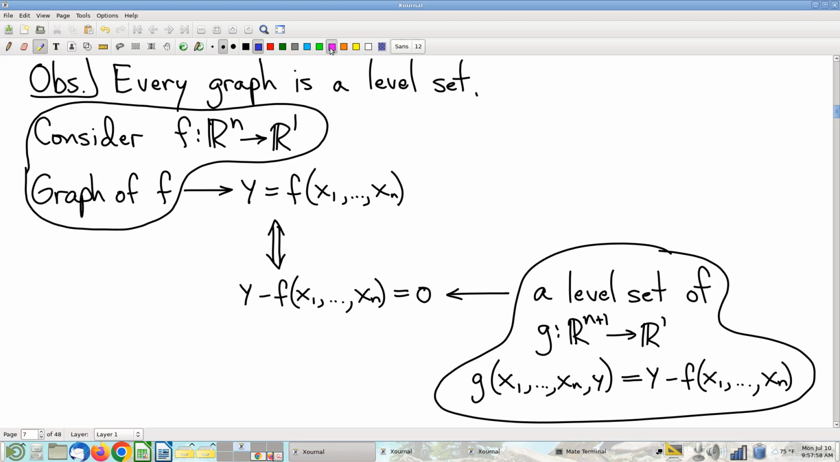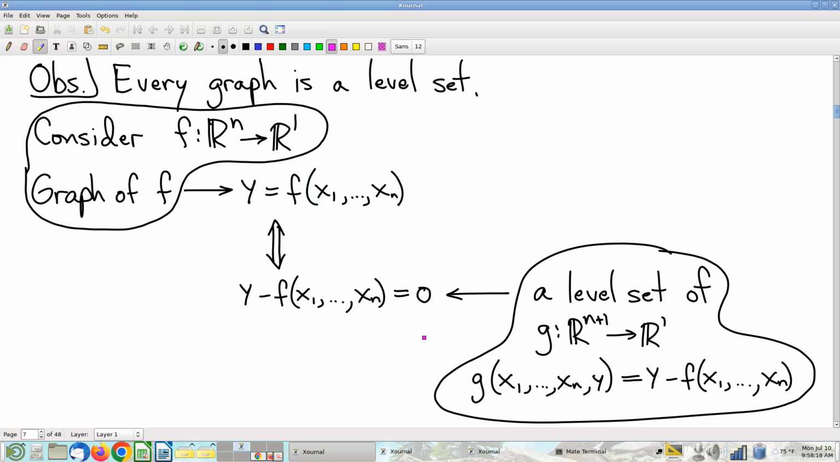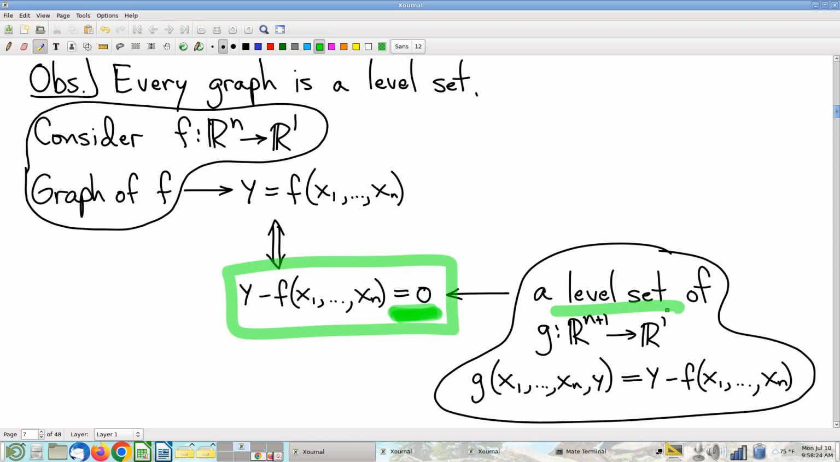Fine. Now, here's the trick. Not much of a trick. I moved one term over to the other side of the equation. Hardly anything happened. Right? In terms of the algebra there, it's trivial. Easy move. And yet, now look at my result down here. This is a level set. I know it's a level set because I've got some function set equal to a constant. That's what level sets are.